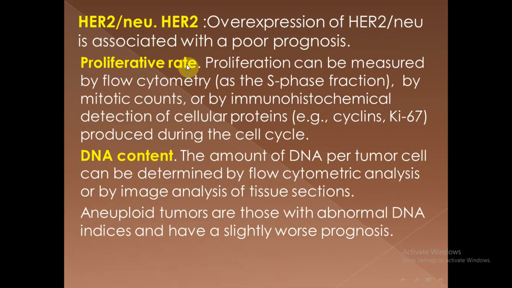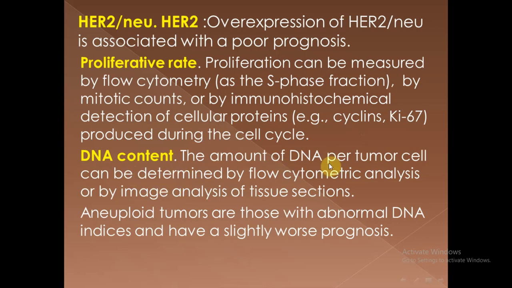Proliferative rate. We have many methods for counting the rate of proliferation of malignant cells. Here we have flow cytometry, S-phase fraction. We have mitotic counts. From the mitotic count I can know if the tumor is rapidly dividing. Definitely, the higher the mitosis, the more rapidly proliferating the tumor. Or by immunohistochemical studies, where cyclin and Ki-67 give us a hint about the proliferative rate.